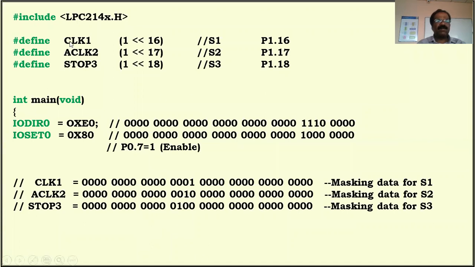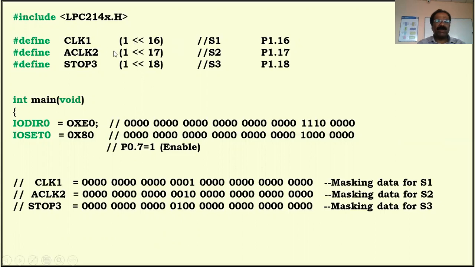Here I'm going to use a clock definition to change the direction of the motor. I'm going to use S1 for clockwise, S2 for anti-clockwise, S3 for stop. We know that we are going to use P1.16 for S1, P1.17 for S2 and P1.18 for S3. So what exactly is the meaning of this? If you write this statement as define clock, 1 shifted left 16 times, then bit number 16 is 1. The rest of the bits are low.